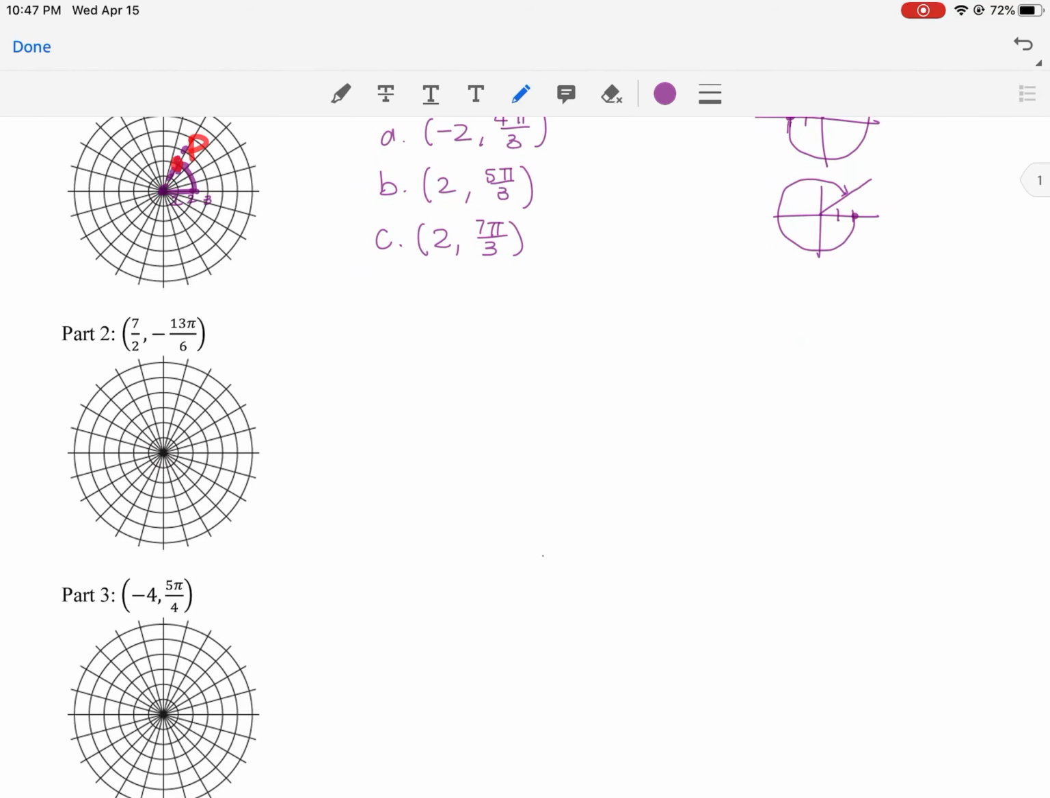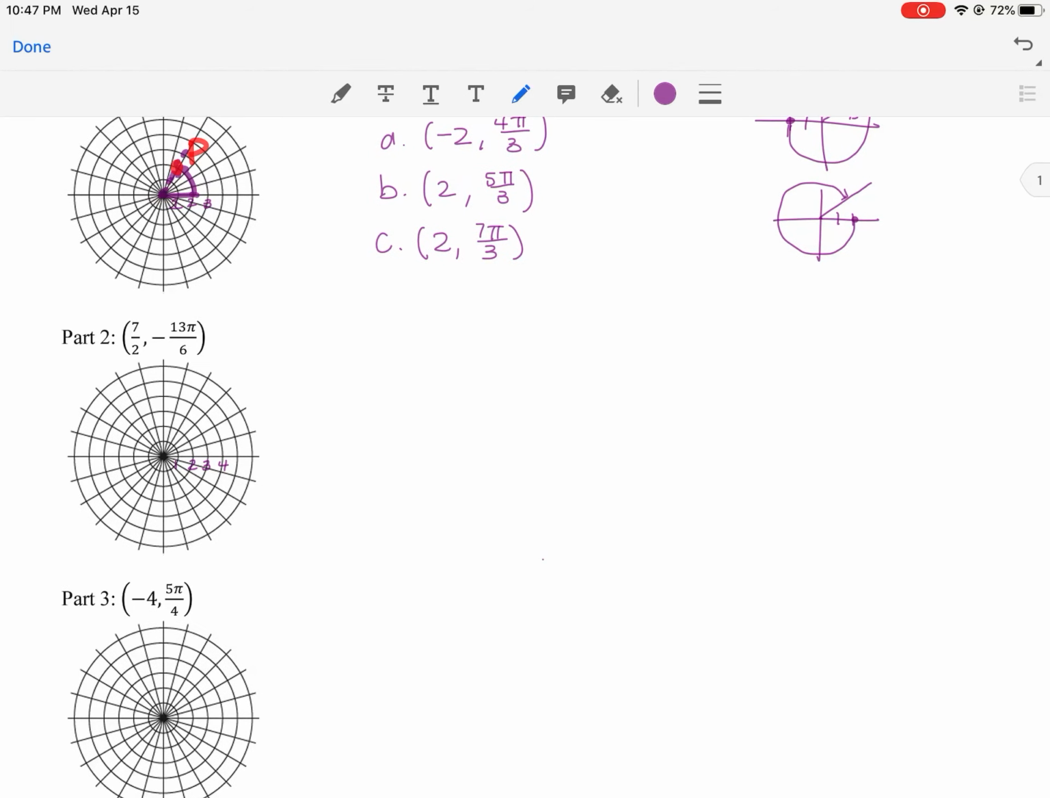Okay, let's look at the next one. On this next one, if we think about still this being like radius 1, 2, 3, 4, this one has a radius of 7 halves. So you can think about that as being a radius of 3.5. And then we're taking this and we're rotating it negative pi over 6. So we're going to go a full rotation, that's negative pi 12ths. And then an additional 6th.